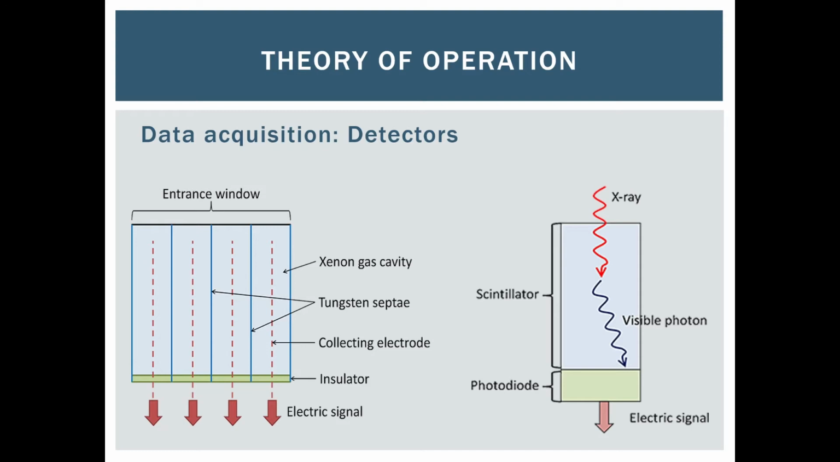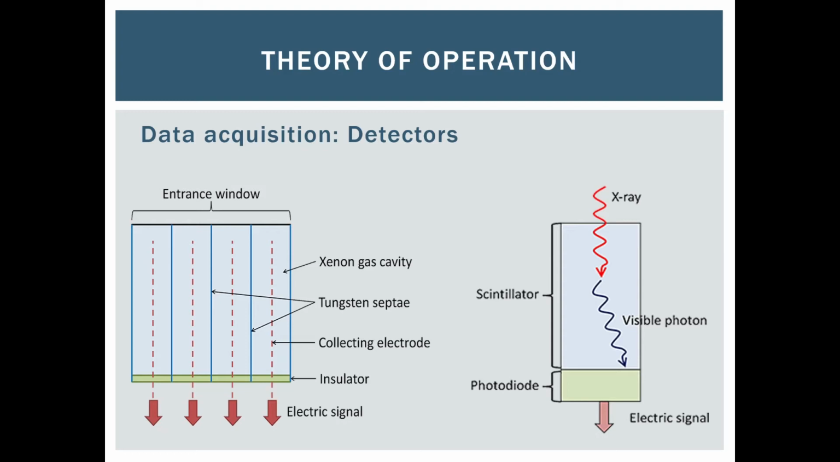The detectors are two different types of detectors. The gas detectors, or the inert gas detectors, which are no longer in use, use neon gas that is ionized by the X-rays, and that ionization produces an electrical signal or electrical impulse that is then passed through the insulator at the bottom.